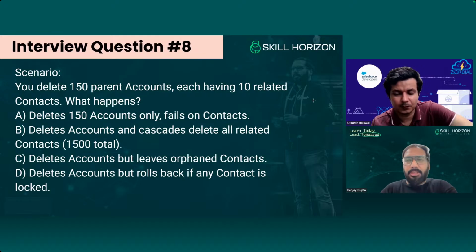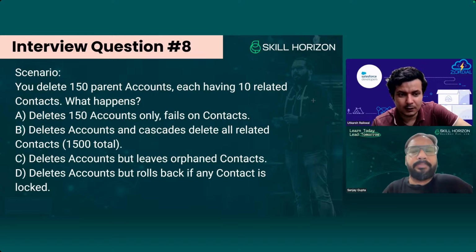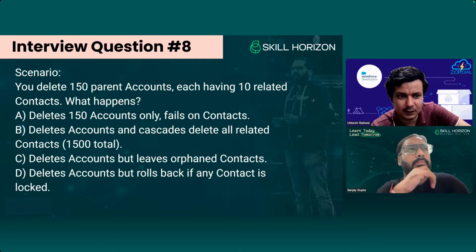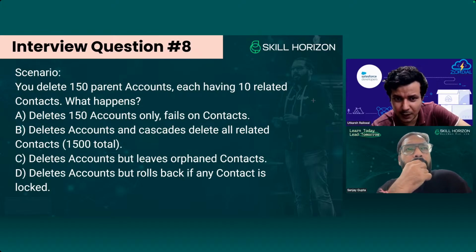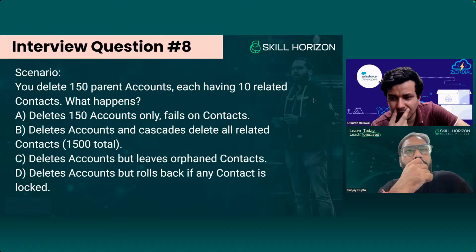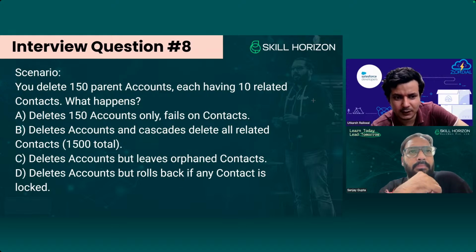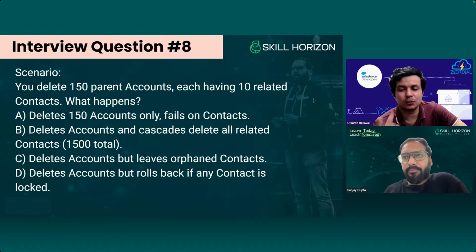Yes, Utkarsh, what's your take on this? Since the question states that you deleted 150 parent accounts, each having 10 related contacts, there is no context about the orphan contacts. So I guess C won't be the correct option. I will go for B, because the deleted account will also delete the related contacts with it.